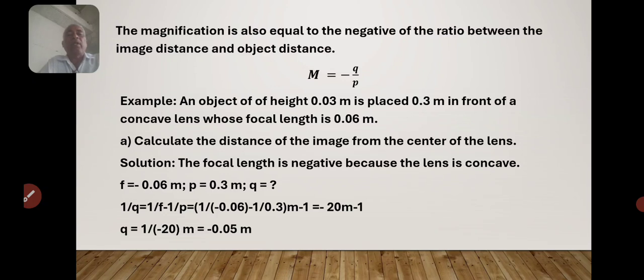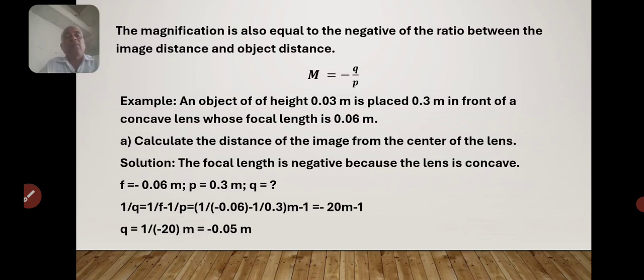Putting these values in the equation and rearranging the lens formula for Q, 1/Q = 1/F - 1/P = 1/(-0.06) - 1/0.3. Solving this equation, we get 1/Q = 1/(-20) per meter. Calculating this value for Q, the final answer is Q = -0.05 meter.